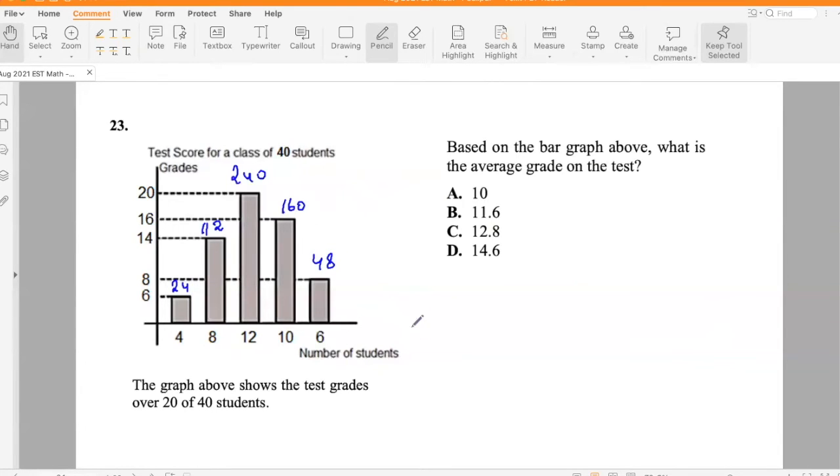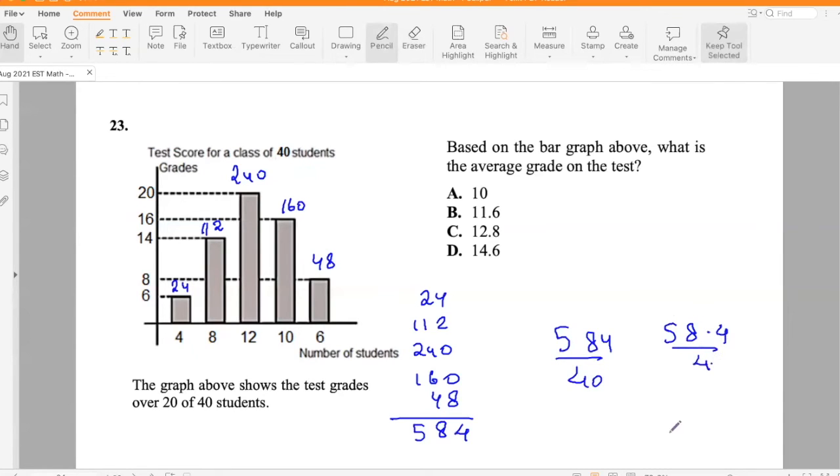So total is 24, 112, 240, 160, and 48. 4 and 2, 6, and 8, 14, carry 1. 2 and 1, 3 and 1, 4 and 4, 8 and 6, 14 and 4, 18, carry 1. 1, 2, and 2, 4 and 1, 5. So then it will be 584 by 40. So 58.4 by 4. 4 ones are 4. 18, 4 fours are 16, 4 6 are 24, 14.6.